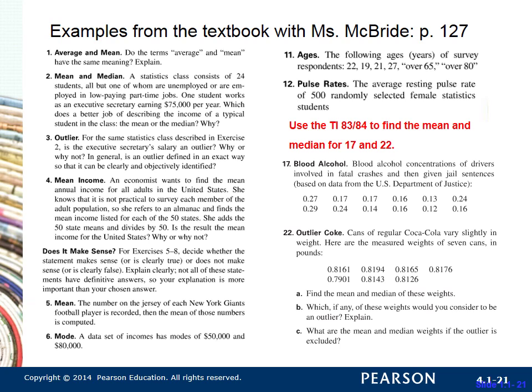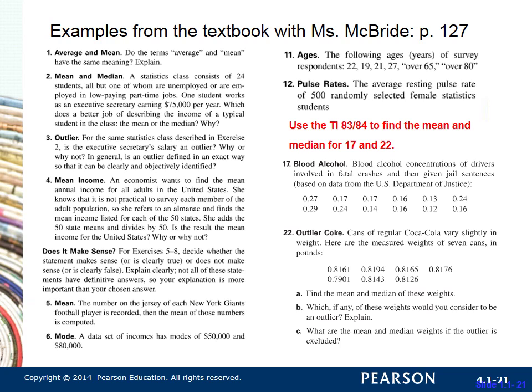Could you find a data set of incomes, number 6, that has modes of 50,000 and 80,000? Sure, you've got something that's bimodal. For whatever reason, it could be you took the incomes of both salaried workers and their bosses, and you could have a bimodal thing for income, no problem.